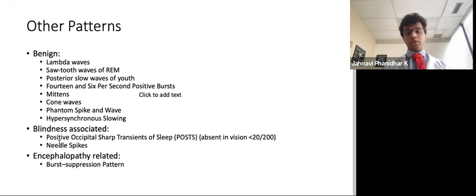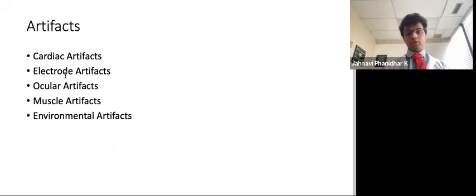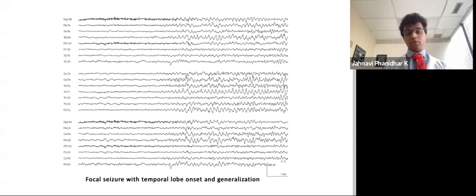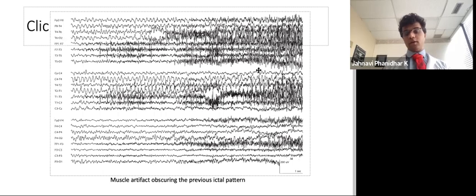There are other patterns, a lot of benign patterns, some are pathological patterns, but we don't have the time to discuss them. While recording an EEG, it is common to encounter artifacts which can be due to heart motion, heart pulse, electrode motion, salt bridge phenomenon, eye motion, muscle motion, and environmental aspects like noise from other devices, etc. We can see here a focal onset seizure with temporal lobe onset followed by generalization, which is in the next page.